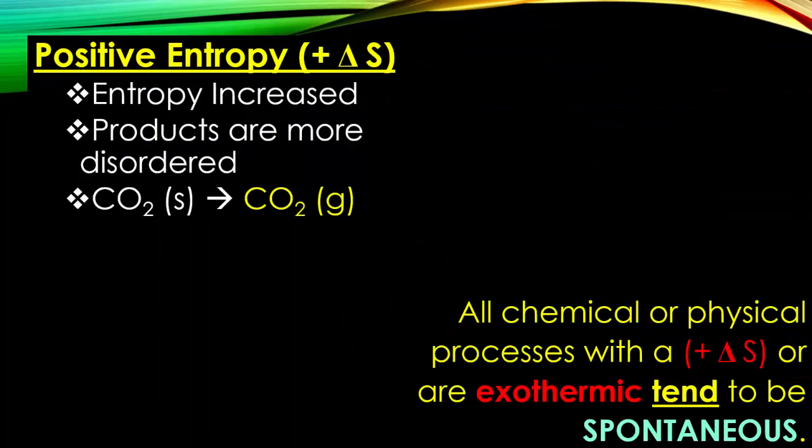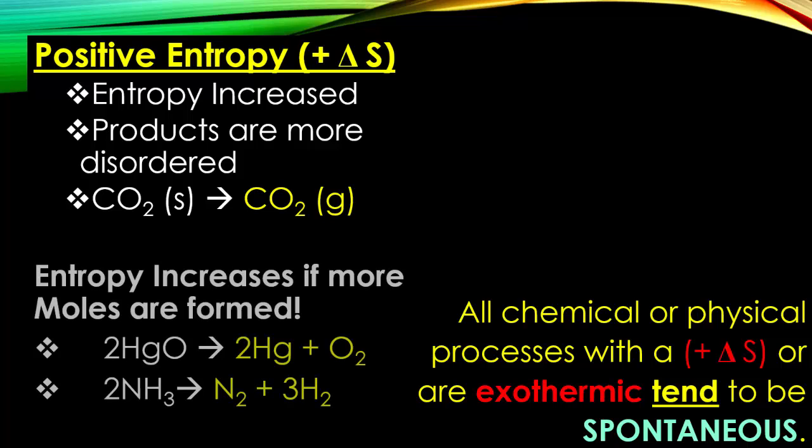So positive entropy, which is represented by a positive delta S, means that your entropy has increased. This means that your products are going to be more disordered. For example, when carbon dioxide solid sublimates into carbon dioxide gas, you are going to be increasing entropy.